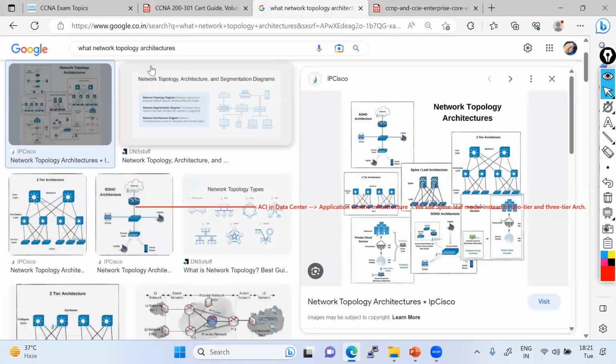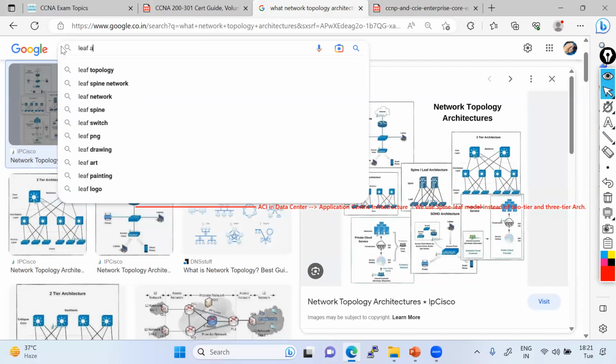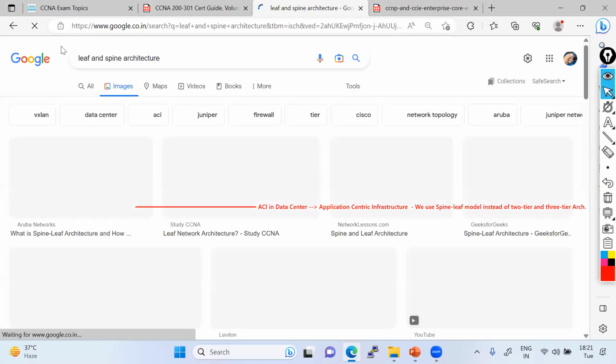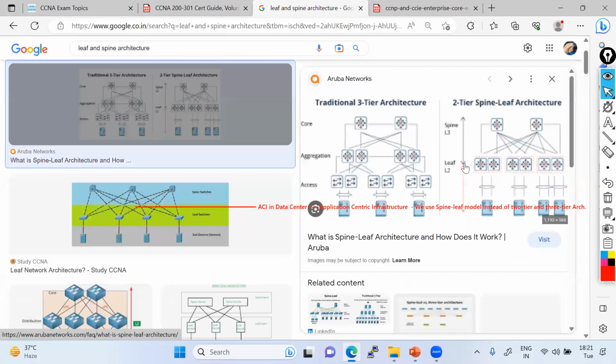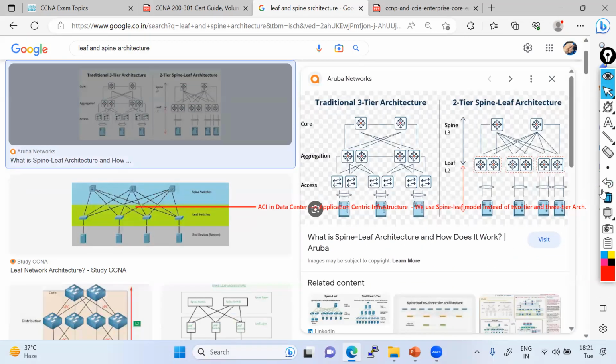If you see here, the leaf and spine architecture, just go and see. It is similar to this, just compare it. What was happening in the previous stage? This is a traditional 3-tier architecture. In this, you have a core, you have aggregation, you have the access. Aggregation is just the distribution layer. Don't be confused. If someone says aggregation, just understand it as distribution. The meaning is the same. So aggregation and distribution layer are the same.